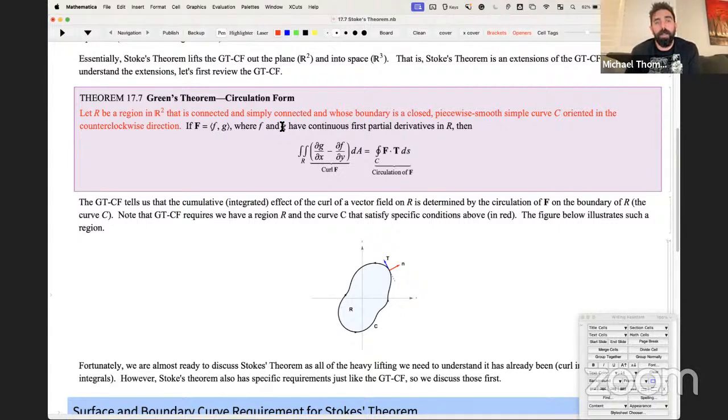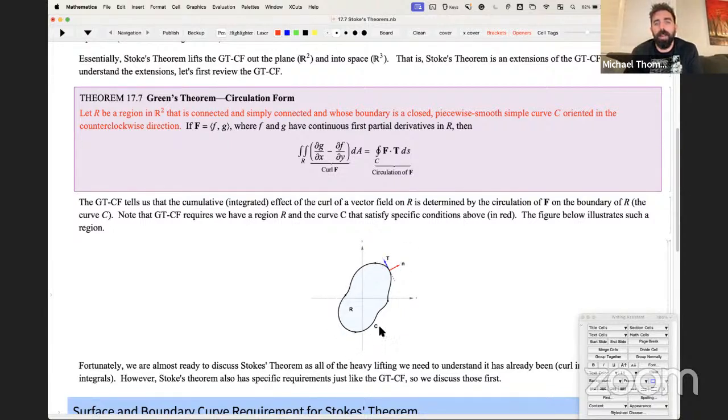So Green's theorem. Here's a picture of the region R. Let's make sure R is a region in R2, right? Remember this: it's got to be a connected and simply connected region. So we've got that. And then the boundary of R has to be a closed curve, which it is. The curve has to be piecewise smooth, no sharp corners, which it is. It has to be simple. And the last thing is it has to be oriented in the counterclockwise direction, like so.